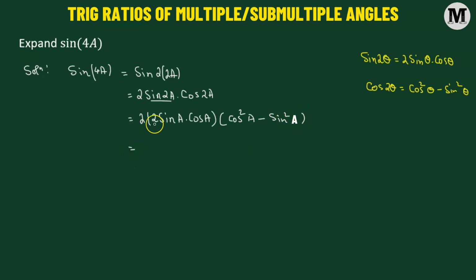So 2 times 2, that's going to be 4 sine a cosine a. So 4 sine a cosine a multiplied to cosine squared a is going to give us 4 times sine a times cosine cubed a, and minus we have 4 times sine cubed a times cosine a. So this is going to be the expansion of sine 4a.